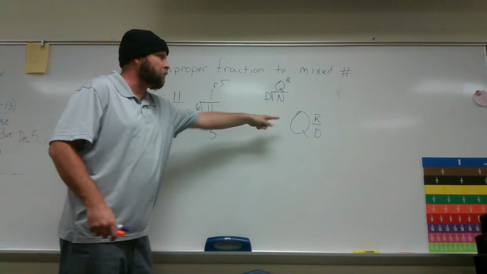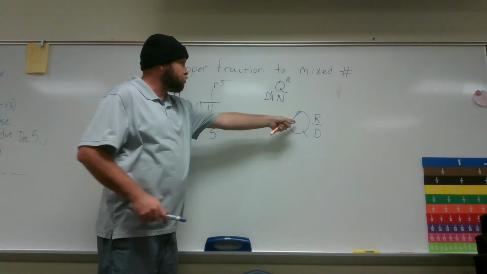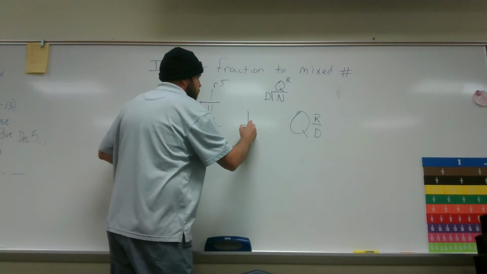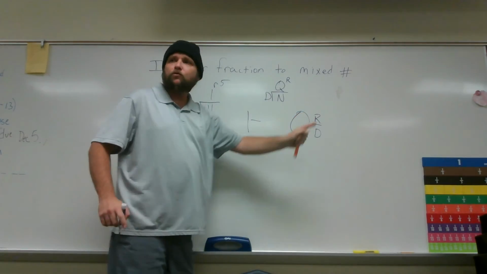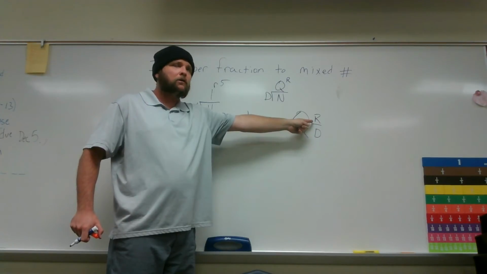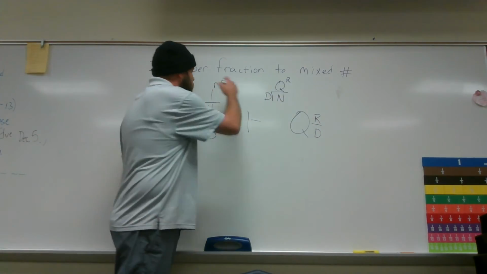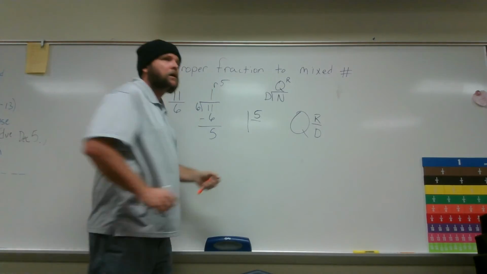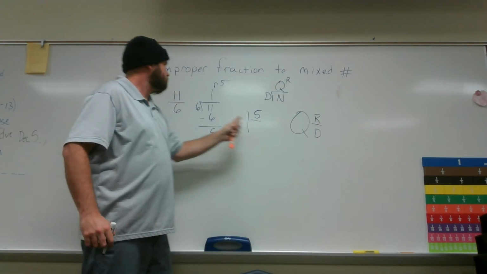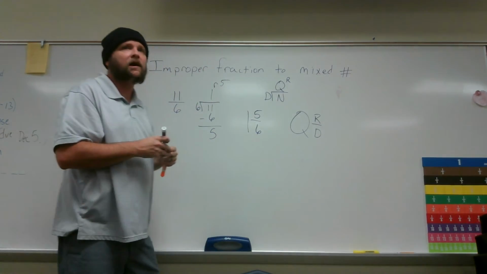Quotient is our whole number. That's just supposed to be for an example. Do we keep the denominator? Our quotient is our whole number, which is 1. If we look here, it says our remainder then becomes our numerator, which here is 5, and our denominator stays the same. Did I get it right? 6 and 1 and 5, 6.